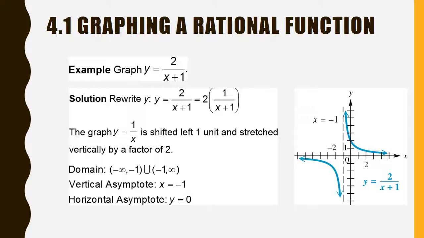Now, because the graph has been shifted to the left, that's going to shift the domain. The domain is also going to shift to the left, so instead of negative infinity to 0, it's now going to be negative infinity to negative 1 and negative 1 to positive infinity. The vertical asymptote then will be x equals negative 1. We didn't shift it in the y direction, so the horizontal asymptote stays the same.